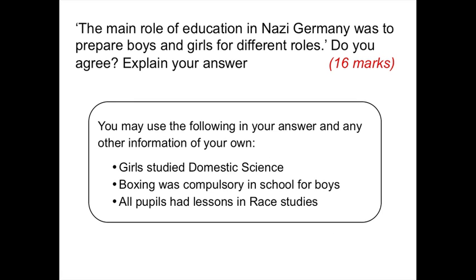Okay, finally we're going to look at the 16 mark essay question. The question asks you, the main role of education in Nazi Germany was to prepare boys and girls for different roles. Do you agree? Explain your answer. You may use the following in your answer and any other information of your own. Girls studied domestic science, boxing was compulsory in school for boys, or pupils had lessons in race studies.